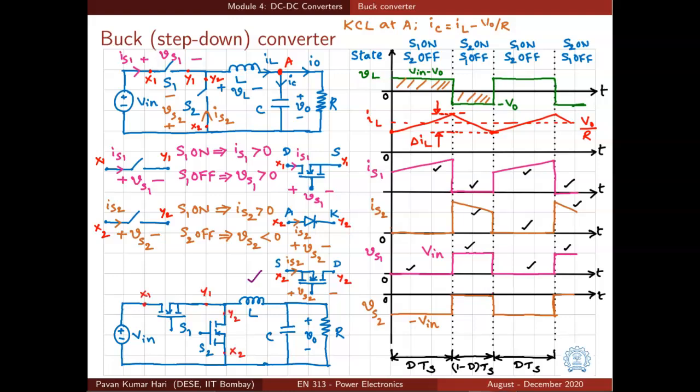Such a configuration is popularly known as synchronous buck converter. The operation of synchronous buck converter is the same, except that we need to take care that S2 conducts, or S2 is given a gate pulse, gate voltage is applied on S2 as soon as S1 is turned off.